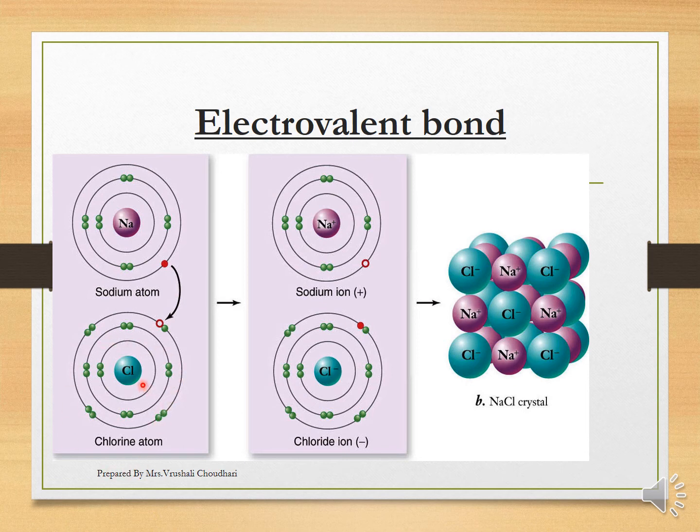Chlorine's outermost orbit contains 7 electrons. It requires only 1 electron to complete the octet. As the electron is added, a negative charge is added on the chlorine. So this chlorine is negative, sodium is positive. Both are equal and opposite. They will attract or bind together by the electrostatic force of attraction to form a crystal.